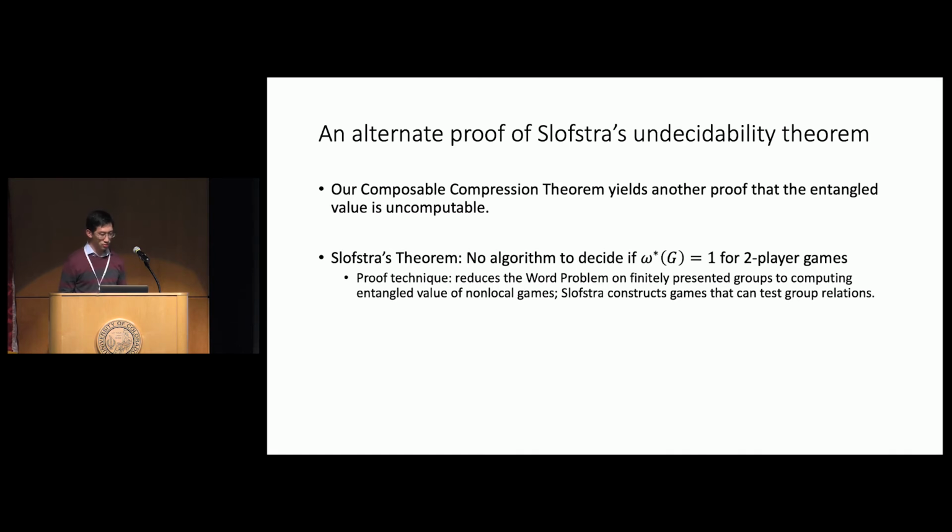All right, so let me say a few more words about this, our alternate proof. His theorem says that there's no algorithm to decide whether a game has entangled value 1 or not. And the proof technique is very interesting. So he reduces the word problem on finitely presented groups to the problem of computing the entangled value of non-local games. And the way he does this is he constructs games that essentially test group relations. Okay? And it's a very intricate and beautiful construction.